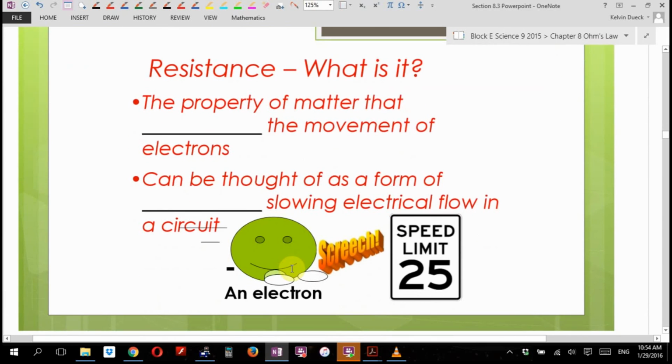So what is resistance? It's the property of matter that resists or opposes the easy movement of electrons. Okay, put the calculator away. I'm talking to you. Put the calculator down. What is resistance? It's the property of matter that resists the movement of electrons. You can sort of think of it as a form of friction slowing down electrical flow in a circuit. It's almost like an electric speed limit. High resistance would be a school zone, low resistance would be a freeway.